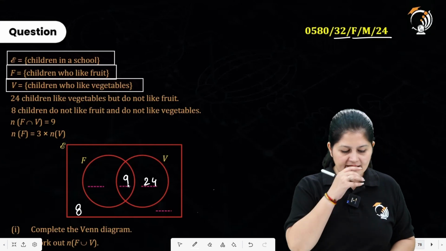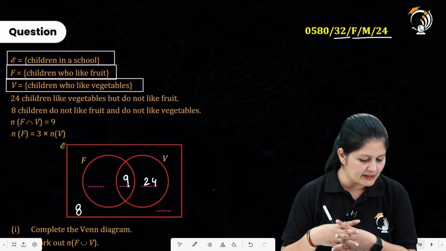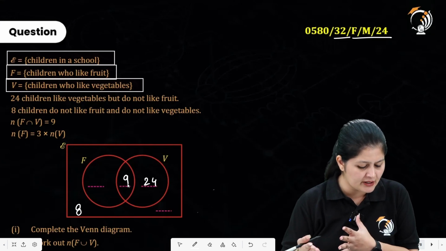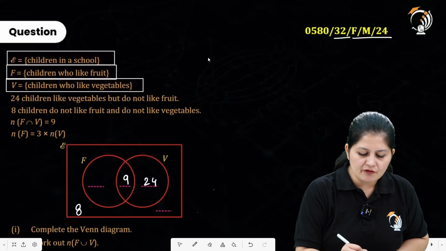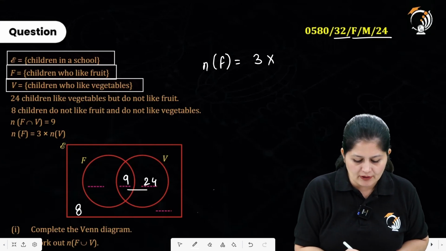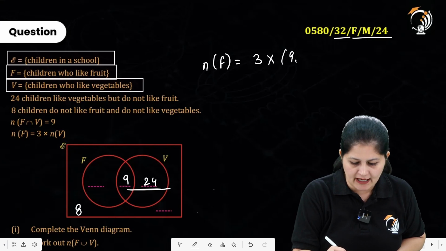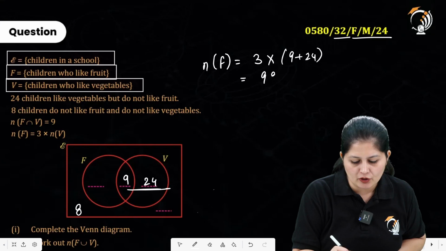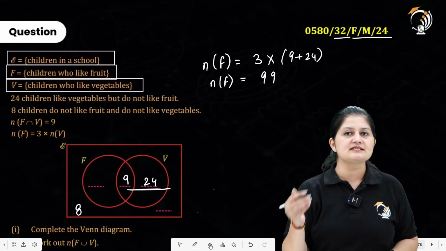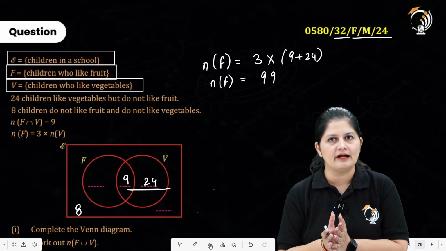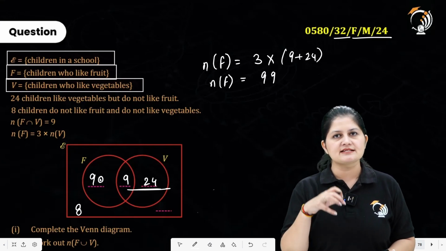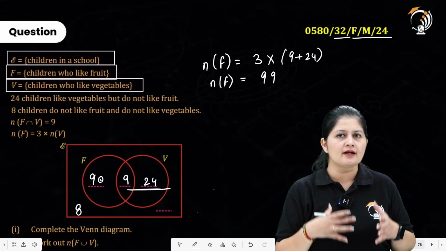We are also provided that the number of children who like fruit is 3 times the number of children who like vegetables. So the total number of students who like vegetables is 9 plus 24. So that means there are a total of 99 children who like fruits, but out of these 99, there are 9 who like both already. So that means we are left with 90 children who like only fruits, because as a total we can observe that there are 99 who like fruits, right?